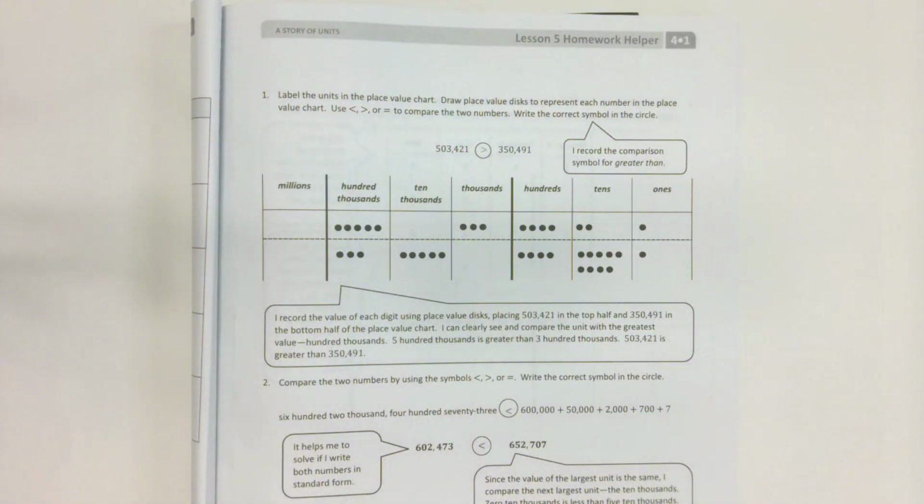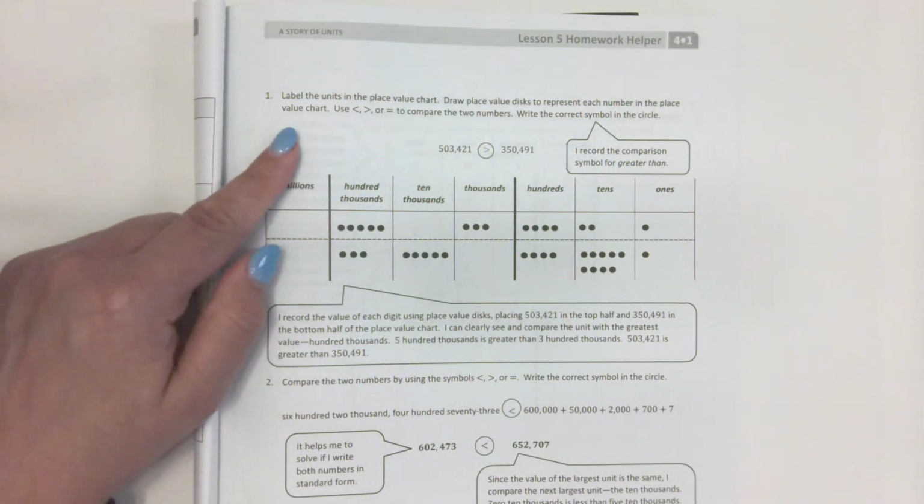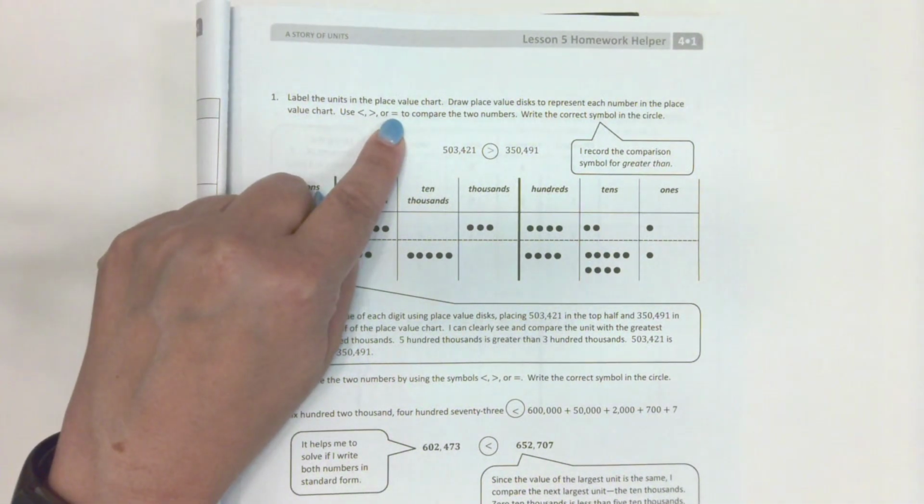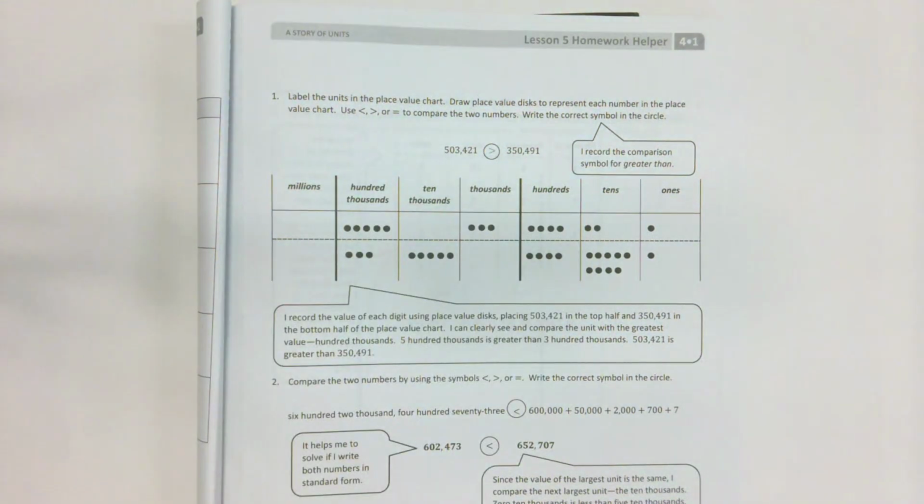Number 1 says label the units in the place value chart. Draw place value discs to represent each number in the place value chart. Use less than, greater than, or equal to compare the two numbers. Write the correct symbol in the circle.